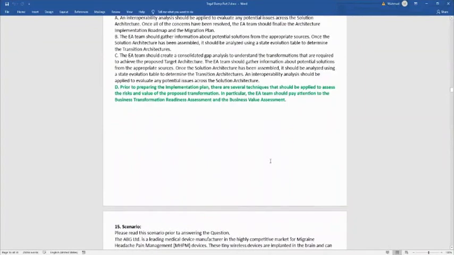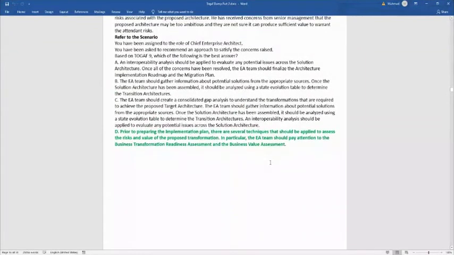So the answer is D, required before proceeding with the implementation plan. There are several techniques that should be applied to assess the risks and the value of the proposed transformation. In particular, the enterprise architecture team should pay attention to the business transformation readiness assessment and the business value assessment.